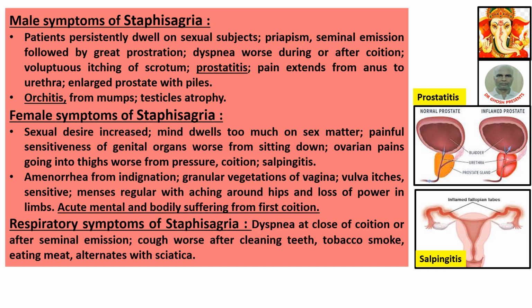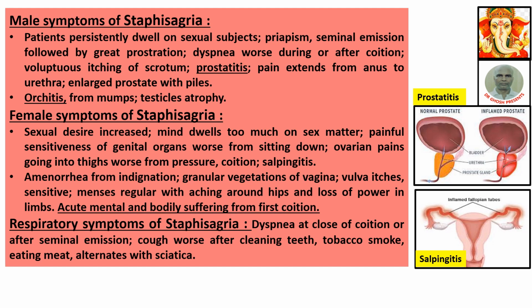Seminal emission followed by great prostration. Dyspnea, worse during and after coition. Voluptuous itching of scrotum. Prostatitis, pain extending from anus to urethra. Enlarged prostate with piles. Mind it, prostate with piles. You will get this type of person, and then Staphisagria is one of the most selected remedies.